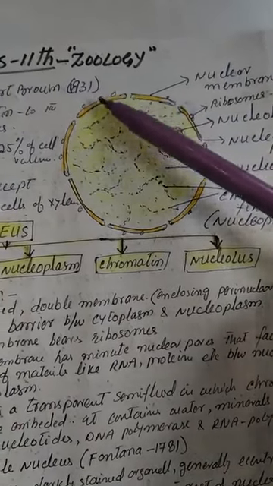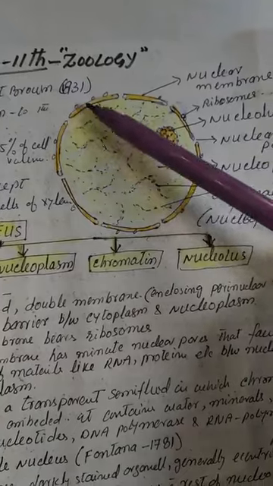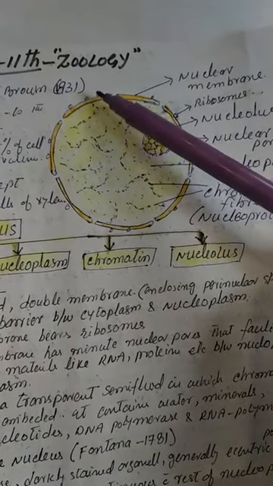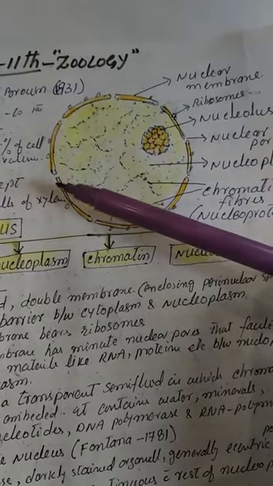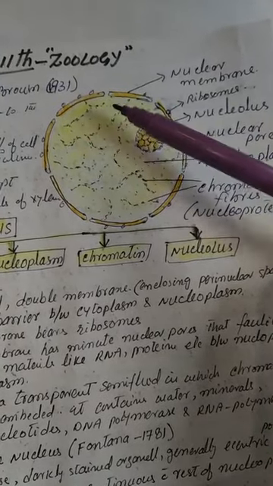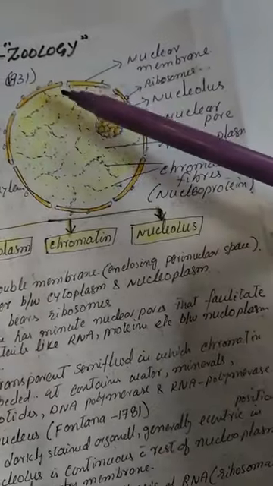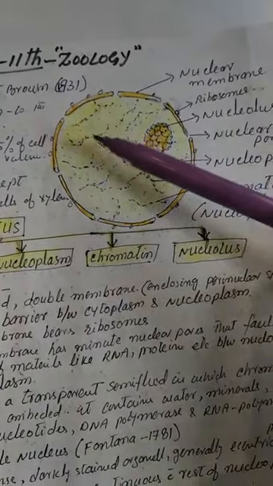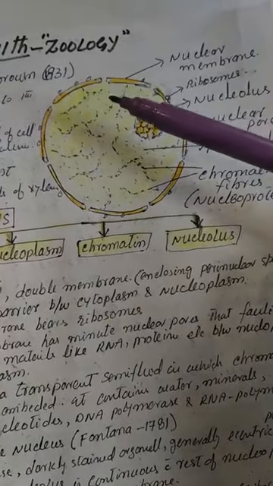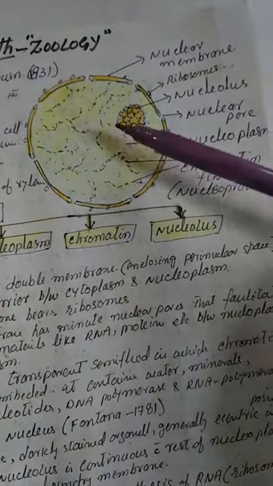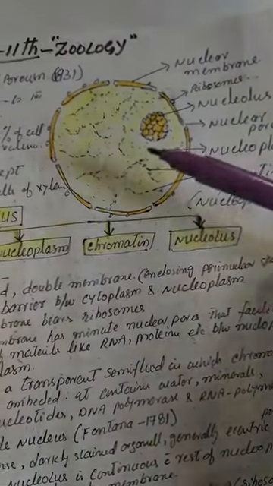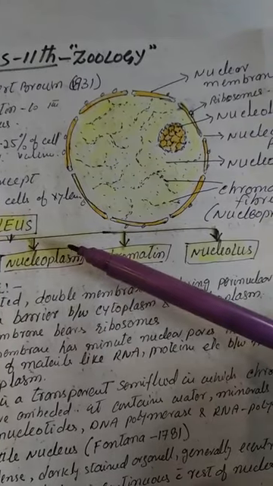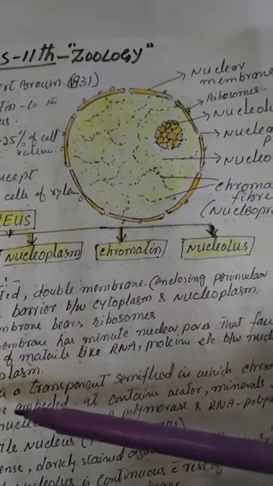You can see the outer membrane also bears these ribosomes. Ribosomes, you can see, are attached to the outer membrane of this nuclear membrane. This nuclear membrane has minute pores, as you can see here. These pores actually facilitate the exchange of materials like RNA, proteins, etc. between the nucleoplasm and cytoplasm. Now the next part of the nucleus is what we call the nucleoplasm.